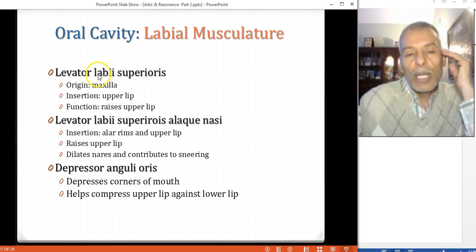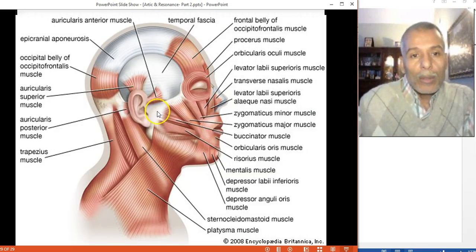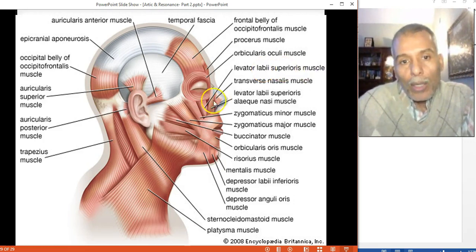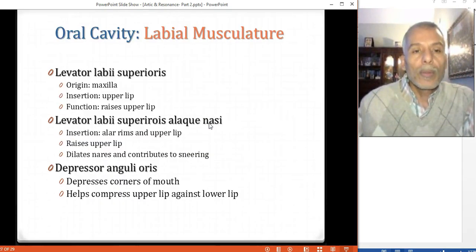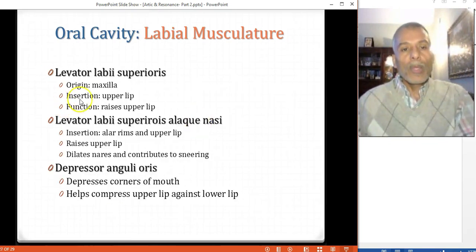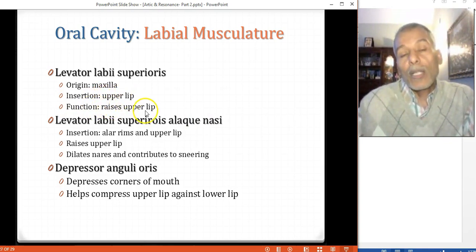Levator labii superioris originates on the maxilla. It's not exactly showing here, and this is not the best view, but then it inserts onto the upper lip, and the function is to raise the upper lip.